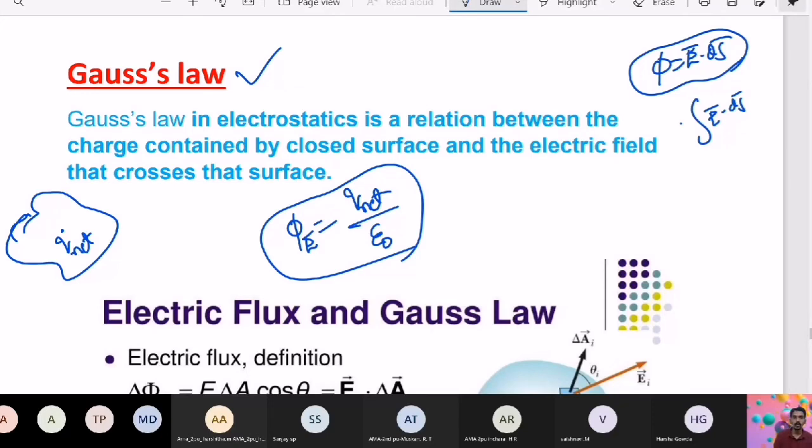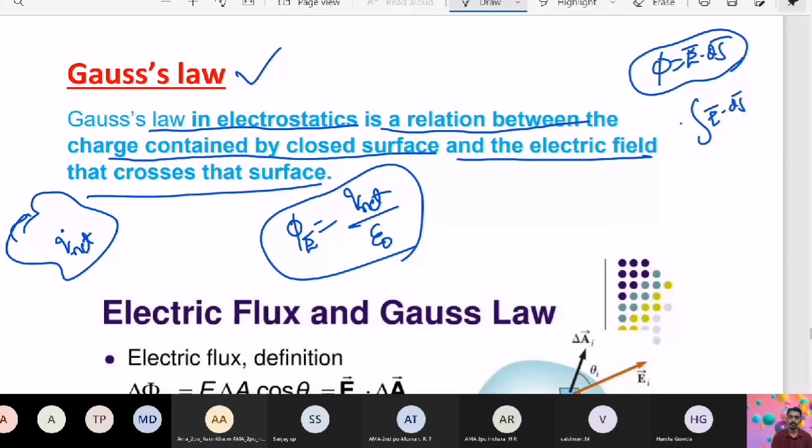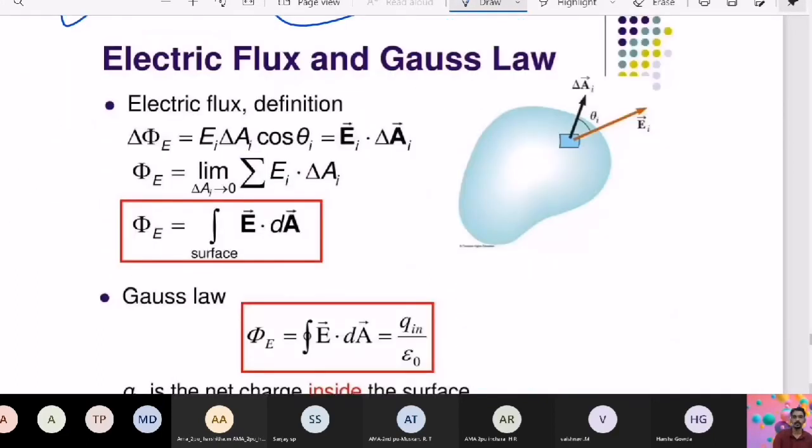If there is a closed surface, see, Gauss's law in electrostatics is a relation between the charge contained by a closed surface and the electric field that crosses that surface. That's why, see here, I will show you. See, if there is a particular closed surface.